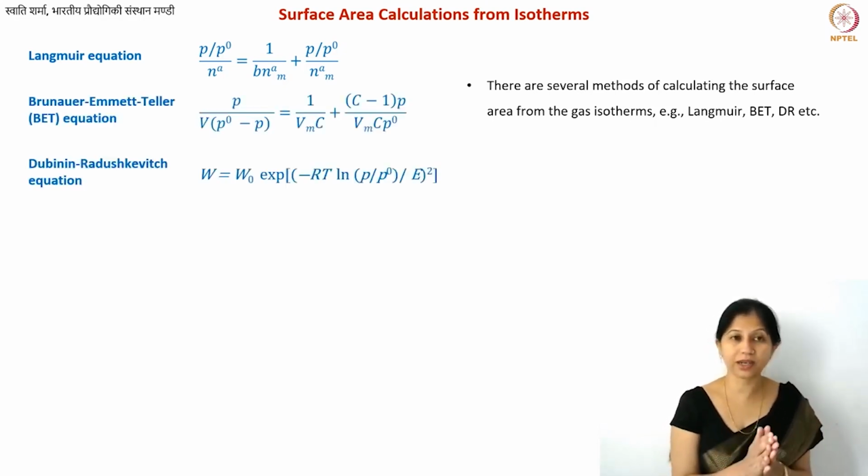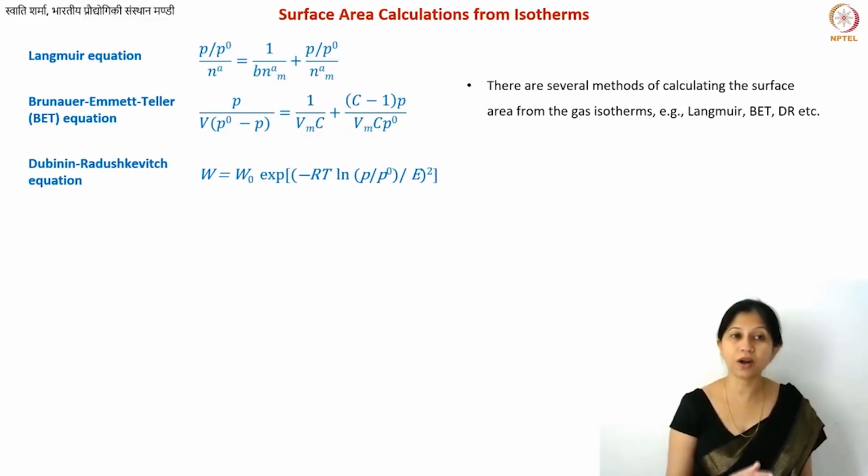So the first one is known as the Langmuir equation. The second one is the BET equation. This is the equation which is most commonly used. In fact, often you will also hear BET surface area analysis for carbon materials. So this is commonly used for carbon materials.